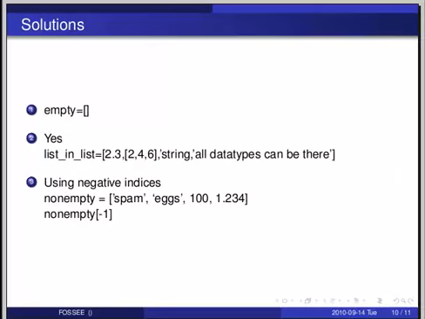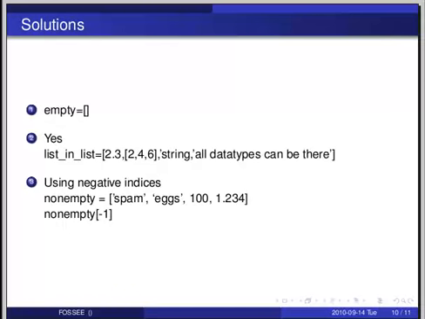The first one, we create an empty list just by leaving the space inside the square brackets empty. And it will be like empty is equal to empty square brackets. And the second question, yes, a list can contain all the other data types including a list. Hence, list_in_list is equal to within brackets 2, 3, then again in brackets 2, 4, 6, string; all data types can be there.